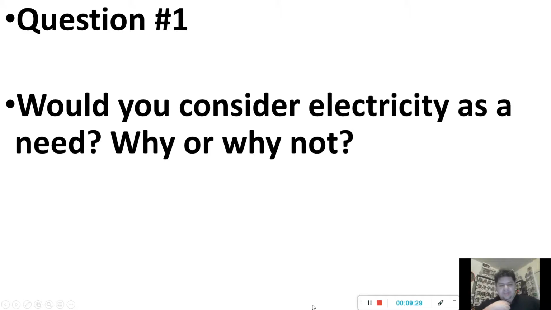Here's your first question. Would you consider electricity a need? Okay. There are some people who argue now that electricity should be added to the essential needs. It should be food, water, clothing, shelter, and electricity. What do you think? Yes or no, and why? Don't forget the why. Okay. So write your response, but we're moving on in 3, 2, 1.